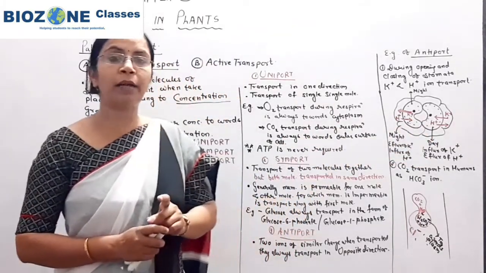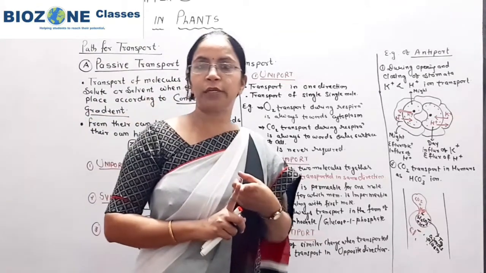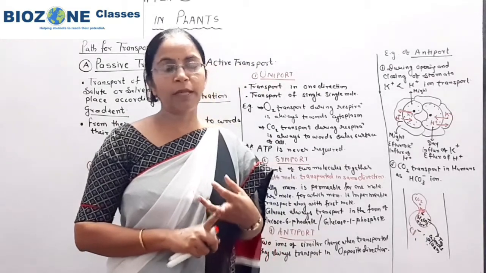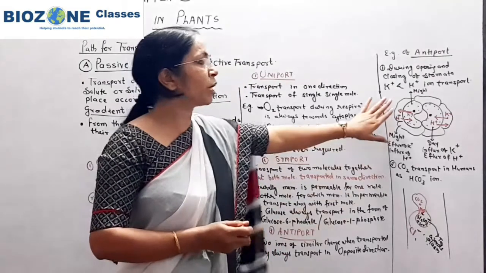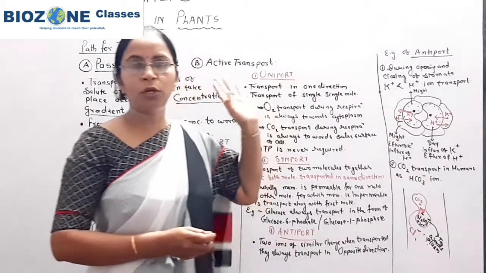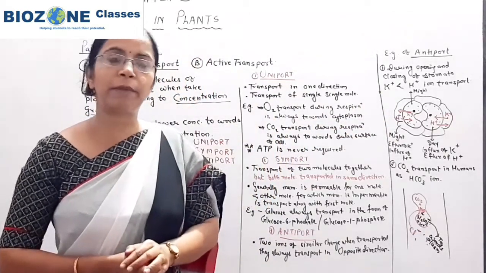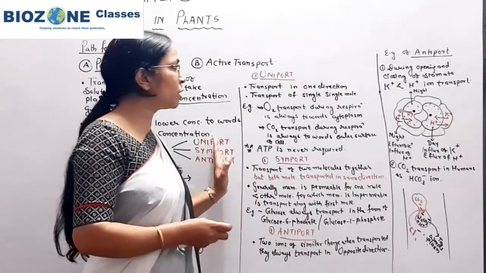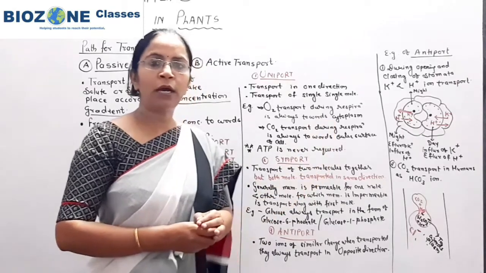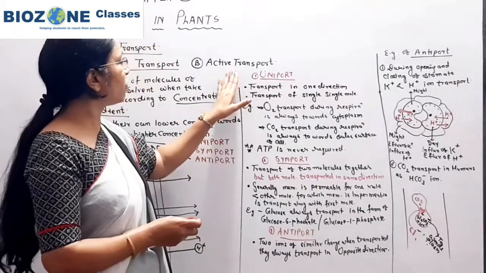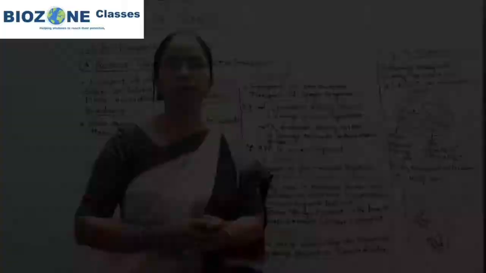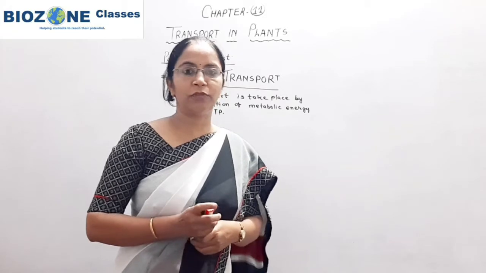You never remember that the direction is in the opposite way, but ions of a similar charge always be transported during antiport in passive transport. So these three types you very well remember for the process of passive transport: uniport, symport and antiport. And now we come towards active transport, what is the meaning of active transport. So students, let's begin with active transport.